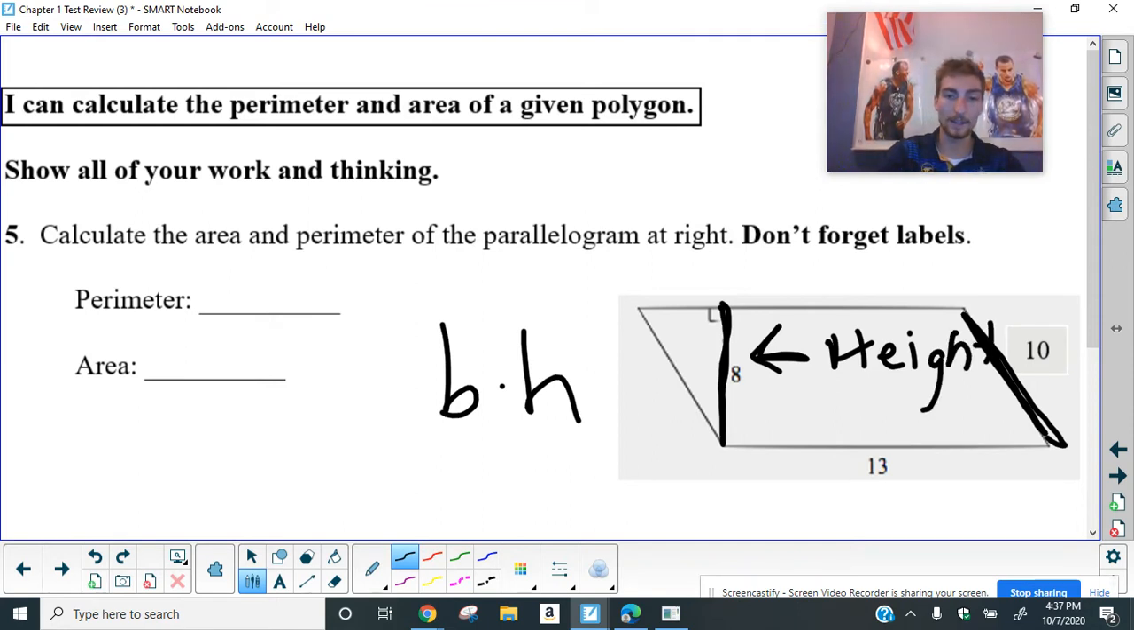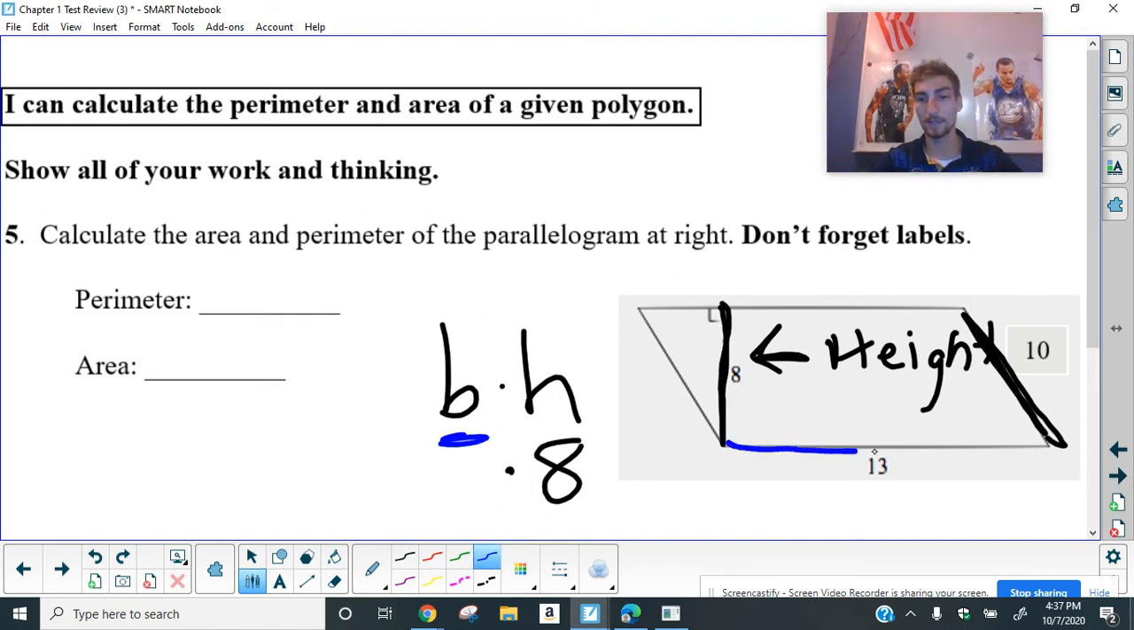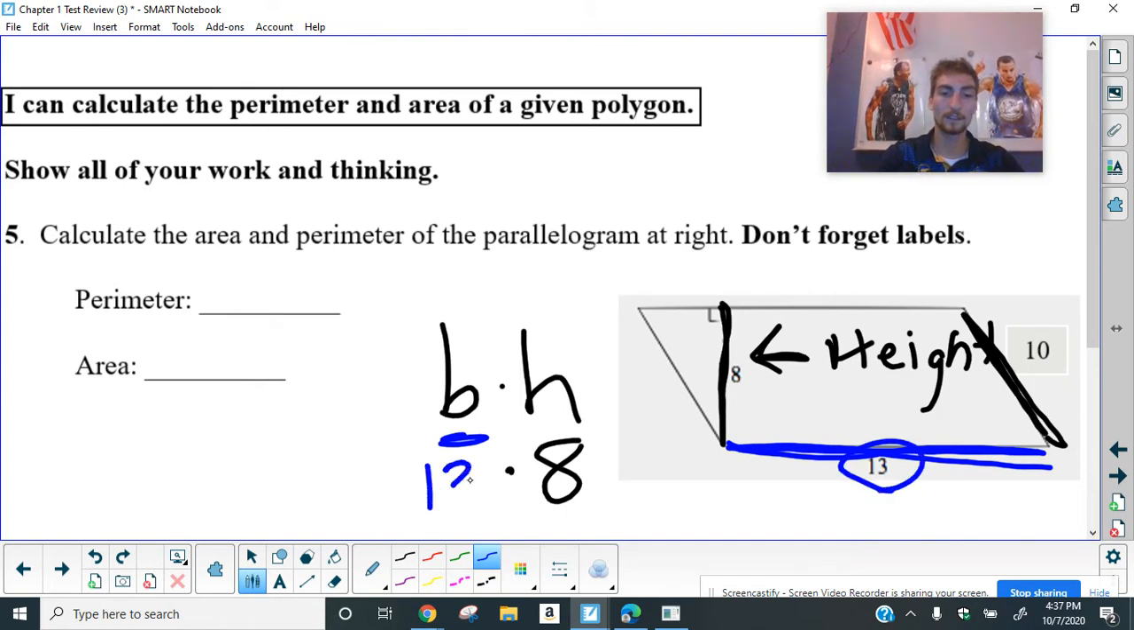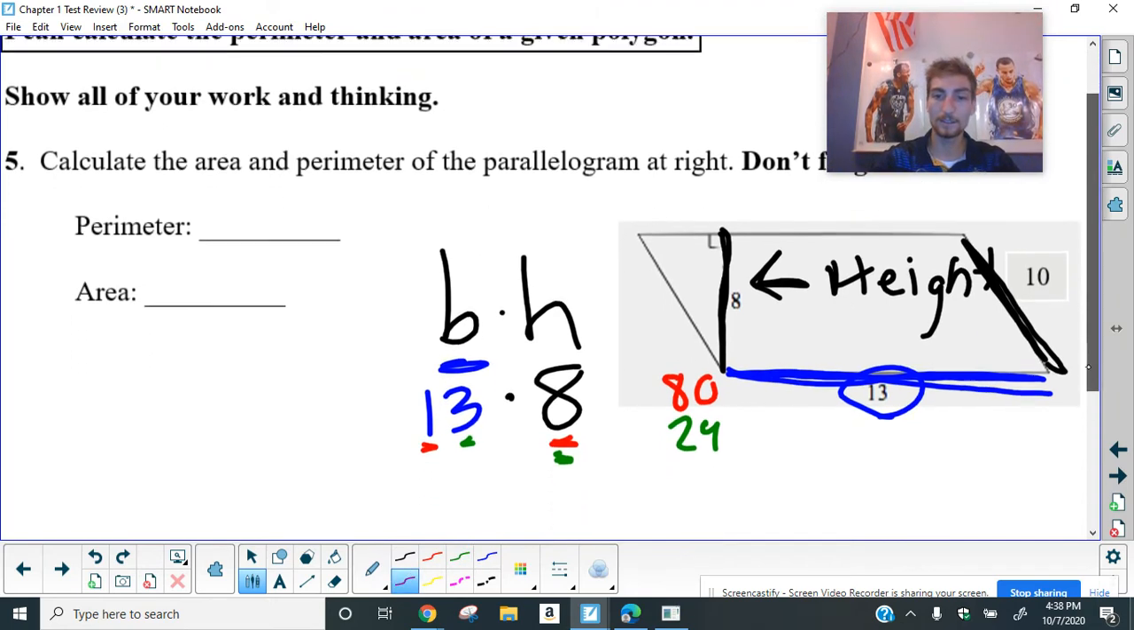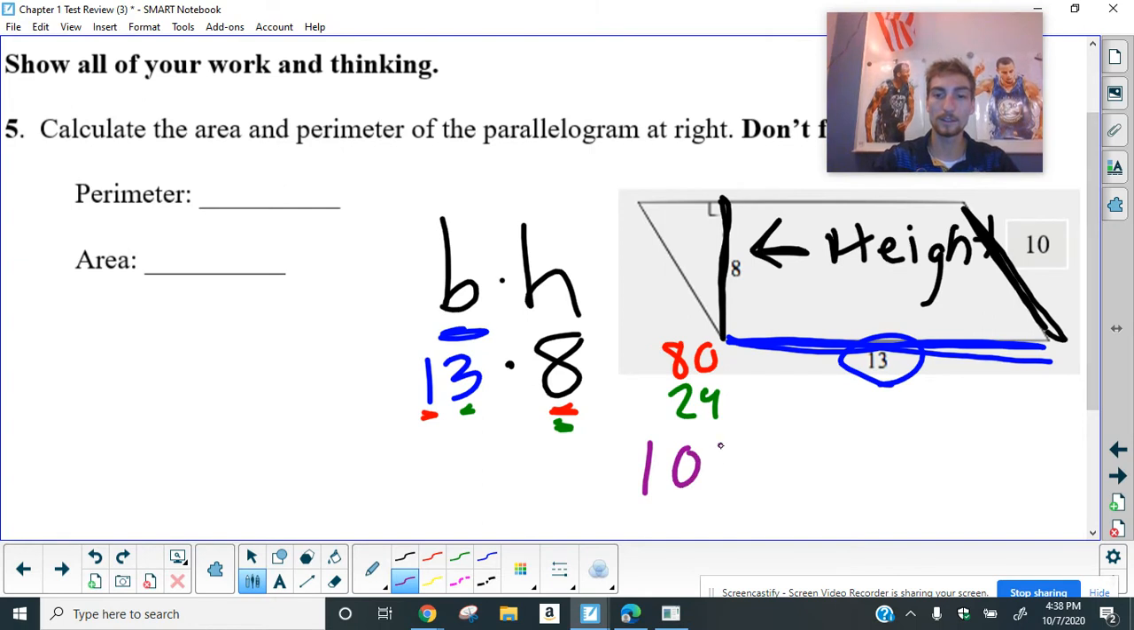Just like if a person was standing straight up, that would be your height. So I'm going to take 8 for my height, and I need to multiply it by the base. Well, my base, which I'll do in blue, is going to be the bottom. So 13 would be my base. 13 times 8. Well, I know 10 times 8 is 80. So we can do 10 times 8, and that'll give me 80. And now I'm going to do 3 times 8, which will give me 24. So now if I add 80 plus 24, that's going to give me 104.